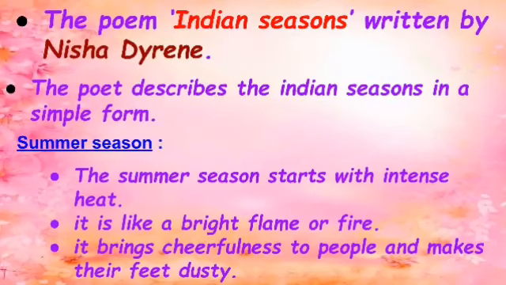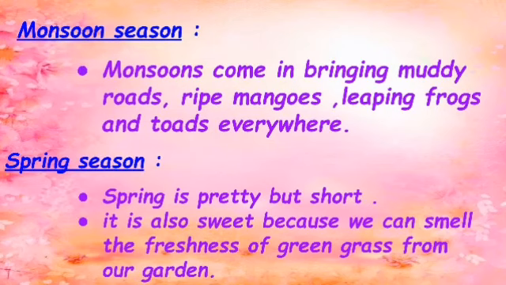The poem Indian Season, written by Nisha Daireen. The poet describes the Indian seasons in a simple form. Summer season. The summer season starts with intense heat. It is like a bright flame or fire. It brings cheerfulness to people and makes their feet dusty. Next, monsoon season. Monsoons come in bringing muddy roads, ripe mangoes, leaping frogs and toads everywhere.